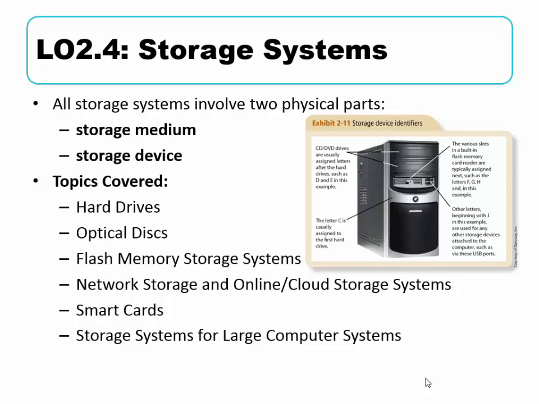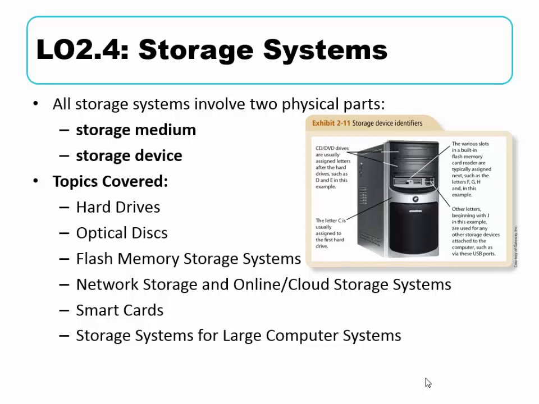All storage systems involve two physical parts, your storage medium and your storage device. So let's talk about this a little bit. When you first create a document on a computer, both the program you are using to create the document and the document itself are temporarily stored in RAM, which is volatile memory. If the program is closed, both are erased from RAM.